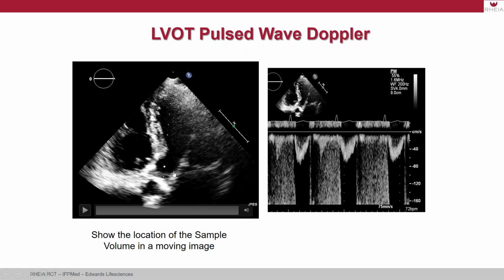So please show us a video clip if you can, to show us where you position the sample volume. That should be around a few millimeters below the aortic valve before transferring to the pulse wave Doppler mode.